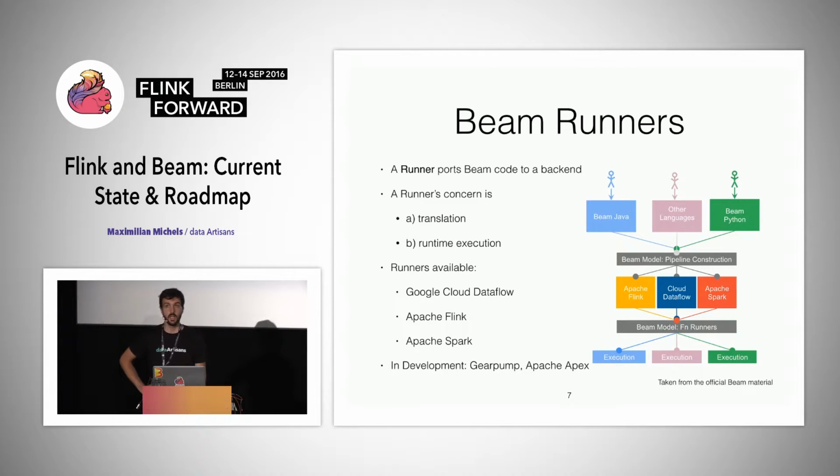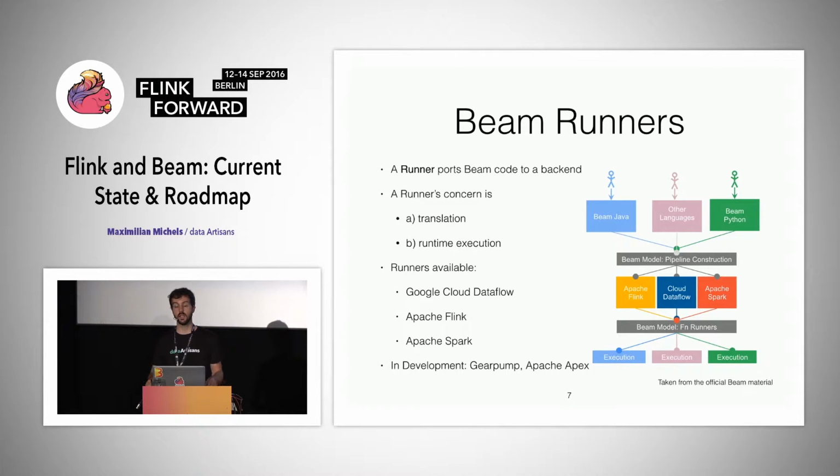So what are Beam runners? Because I'm talking about the Beam Flink Runner today. Just to repeat this a bit, a runner is basically the piece that sits in Beam, which manages the translation from the Beam API to the backend API. And not only does it do the translation, it may also sit in between the Beam API and the Flink backend to do some runtime execution of the code.